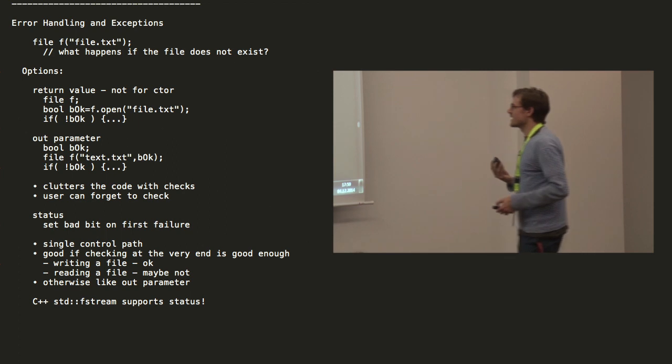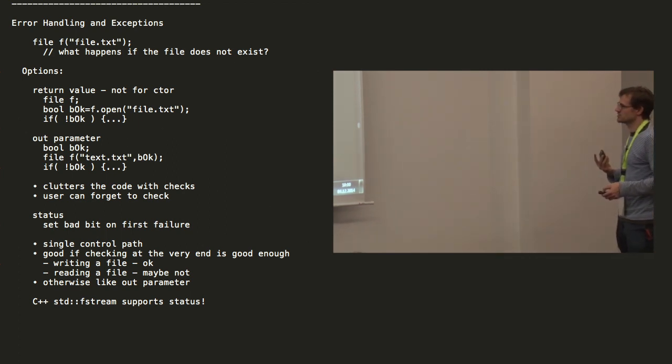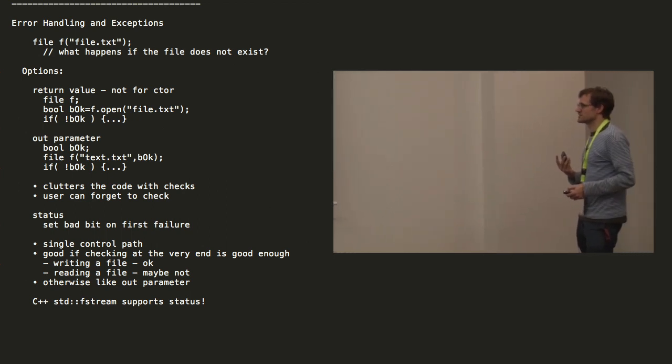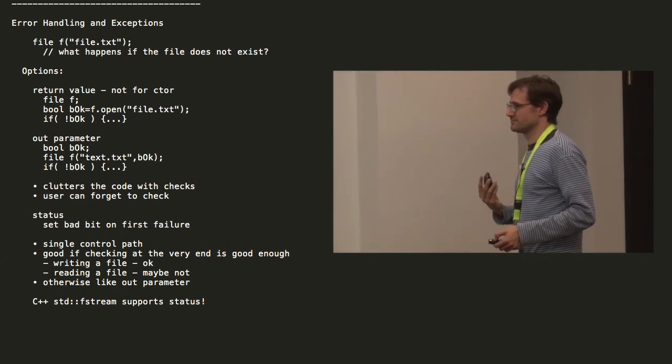Okay. Now you can have out parameters. You can say, oh, this is okay. Well, you have an out parameter down here, and this you can actually use for constructors. Now, both kind of clutter the code with all kinds of checks. Is that okay? Is that okay? And users can also forget to check.